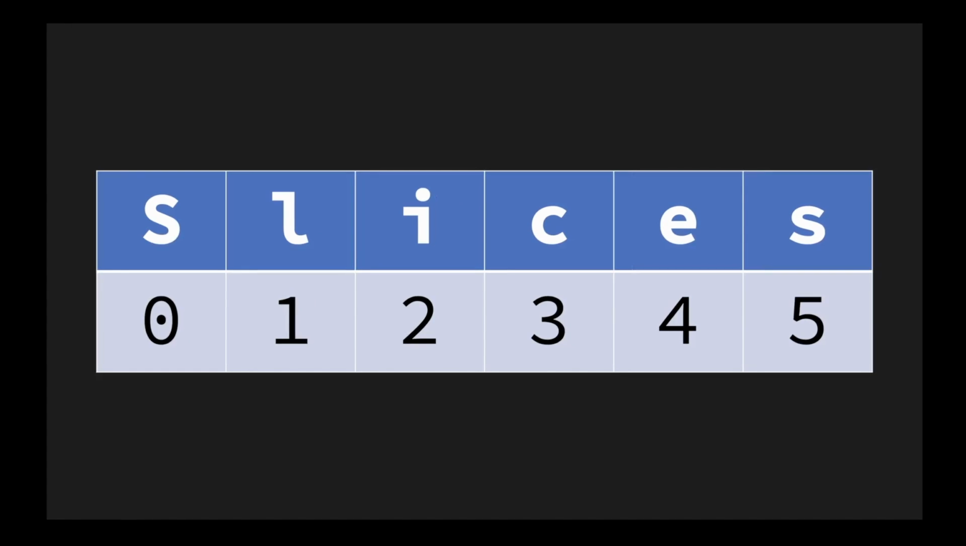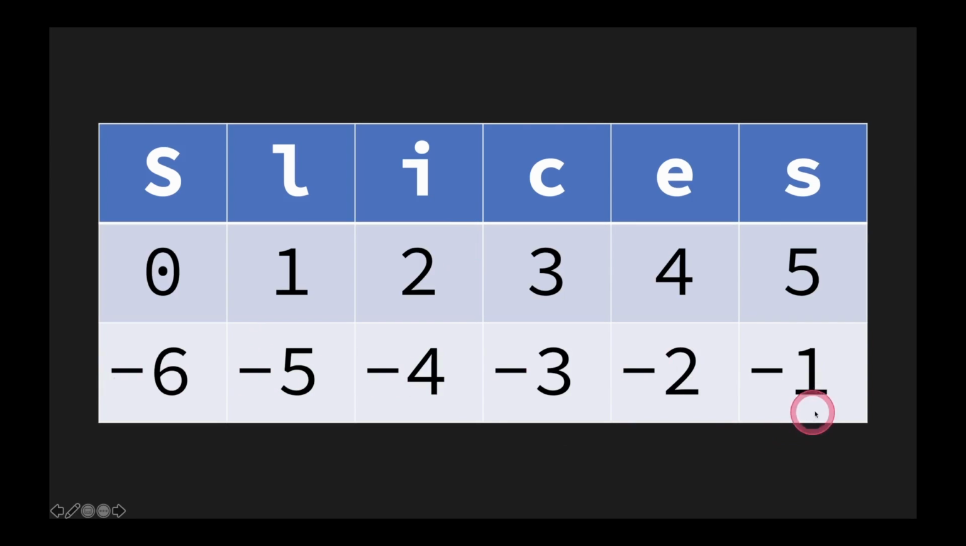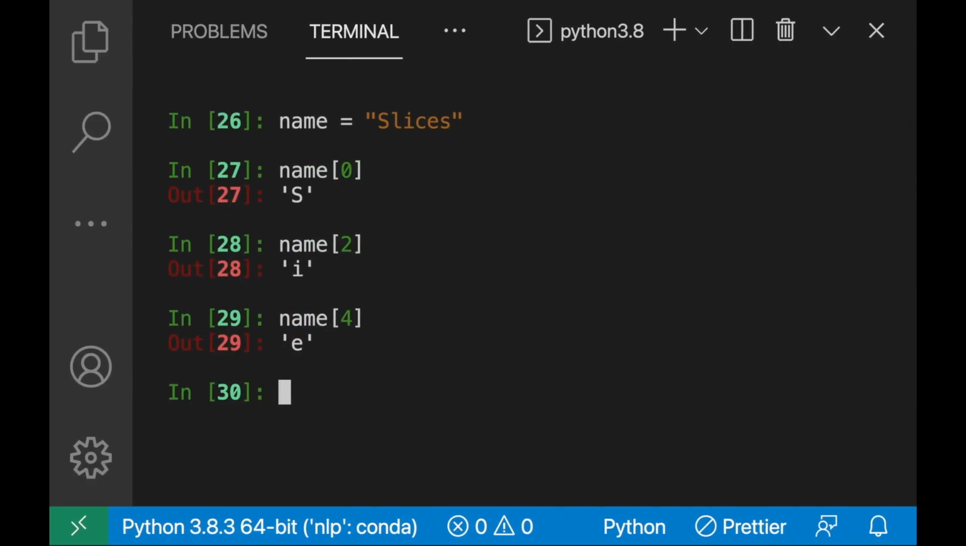Apart from positive integers, Python also provides negative integers. The end of the string is -1, and the indices keep reducing as you go to the beginning of the string. So this number would depend on how long the string is. And this is very handy when you want to access the end of the string. For example, if you want to access the s at the end of the string, you can easily say name and -1.